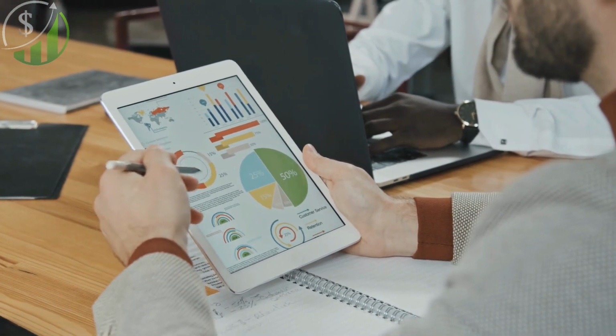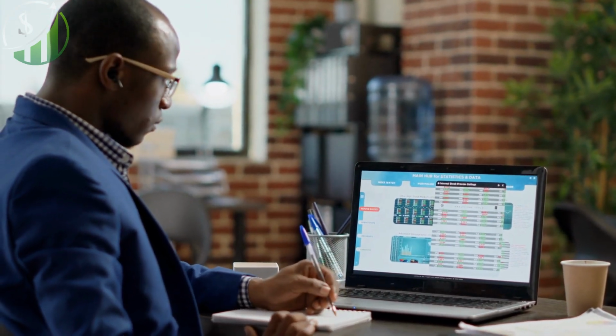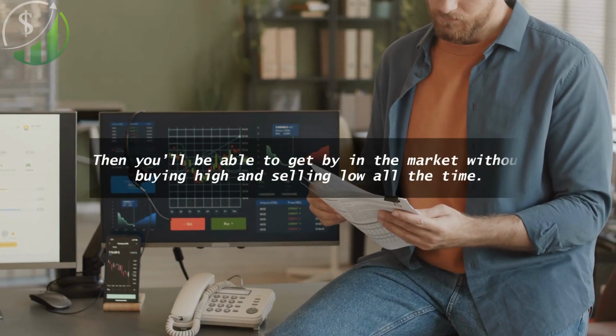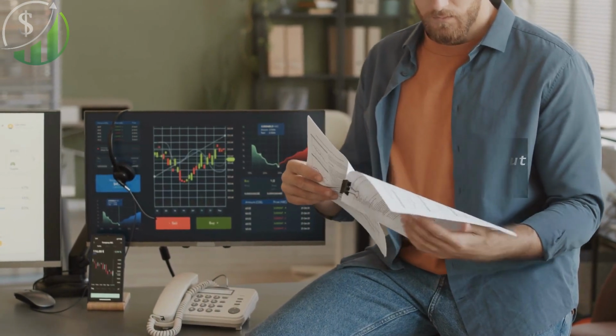If you're aware of the trends while taking time to analyze your possible gains or losses when the market plunges, then you'll be able to get by in the market without buying high and selling low all the time.